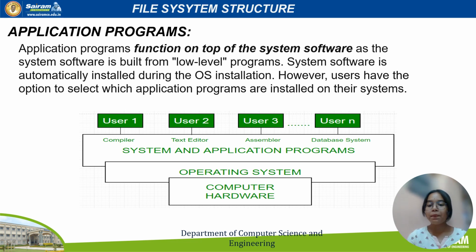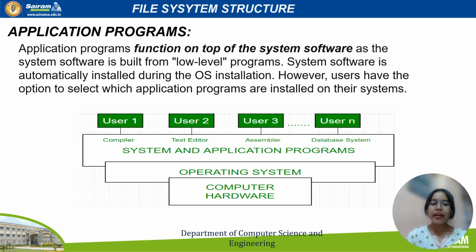When it comes to application programs, we can see various types of application programs in the OS. Some we need to download, and some come within the system. Application software functions on top of the system software, hence it is built from low-level programs. System software is automatically installed during the OS installation. However, users have the option to select which application programs they need, and they can install them on the system.